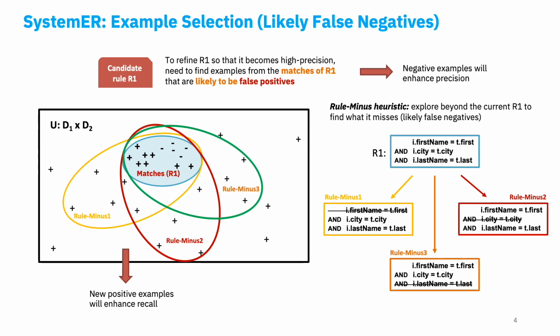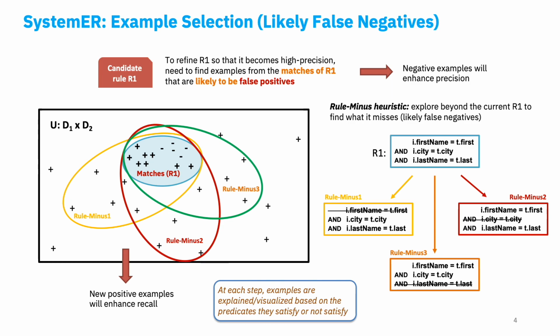The second type of examples corresponds to the so-called likely false negatives. Given the same candidate rule R1, the system now explores beyond R1 to find what it misses. More concretely, we now look in the Cartesian product space for possible pairs of records that are likely to be positive matches, but are outside of the current rule. Exploration is done in an efficient way by exploiting a heuristic that drops various predicates from the current rule R1 to construct relaxations of R1, also called rule minus rules. The new positive examples that are found and labeled from these various parts of the search space may then lead to additional rules in the next iterations, thus enhancing recall.